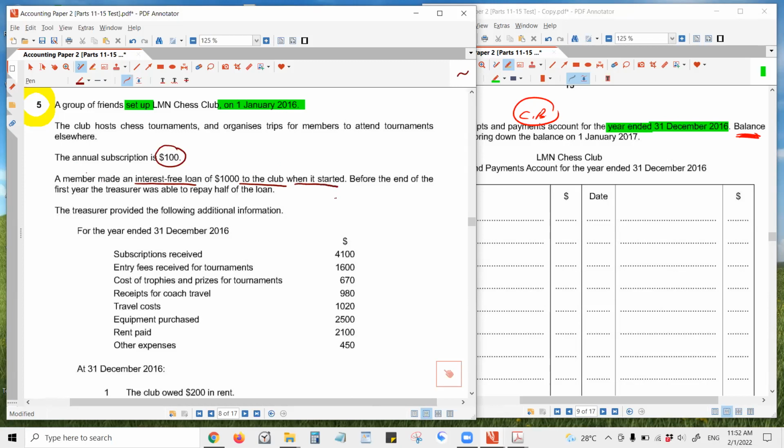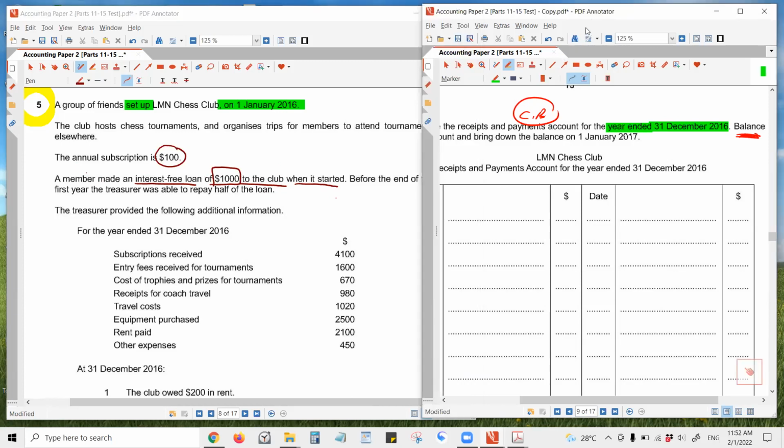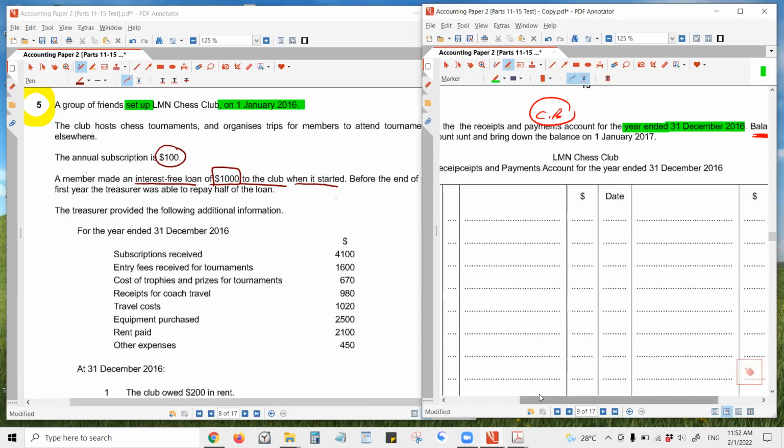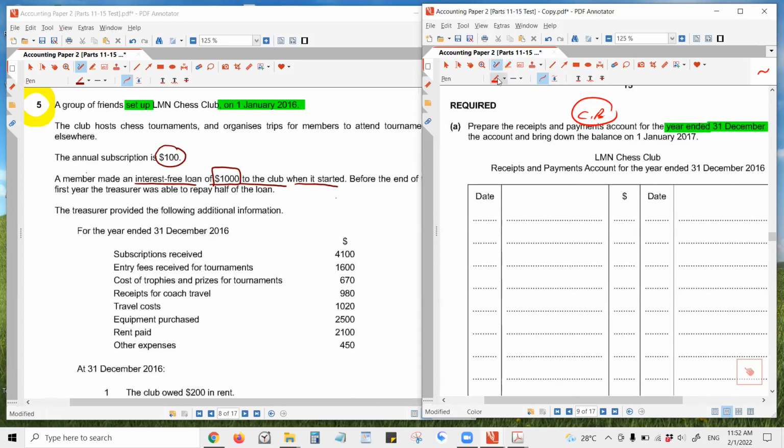When it started, see, this is the amount money received, right? $1,000. So let's include this first. Receive money, right? So 1,000, write it here. So what should I write here? Loan from member. Okay, just write loan from member.